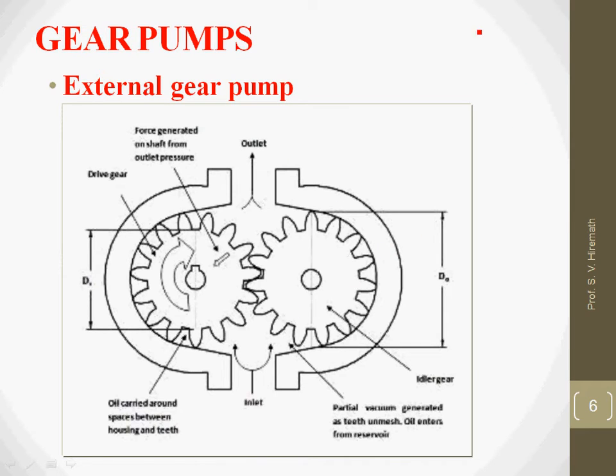We are using two gears here and we are supplying the power to only one gear. This is the driver gear. We are supplying power to this driver gear and this gear will be in mesh with the driver gear. This is called as the driven gear. This is an idler gear. We are not supplying any energy or any mechanical rotation to this idler gear.